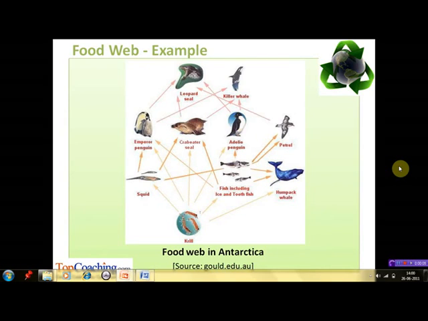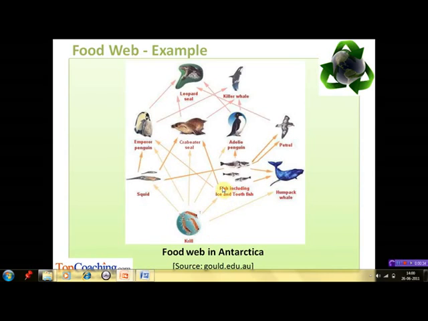The producers in this region that produce organic foods are phytoplanktons. These are microscopic plants and are the primary producers in this food web. They have been not shown in this diagram. Then krill, which feed on the phytoplanktons, are therefore the primary consumers in this food web because they are feeding on the producers.